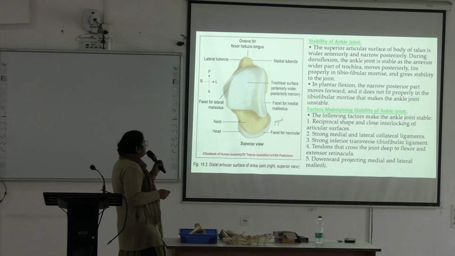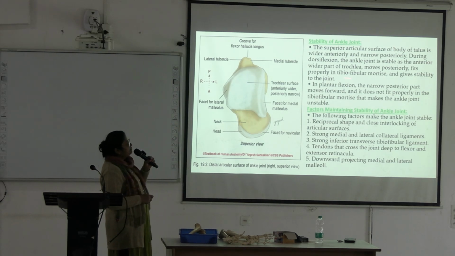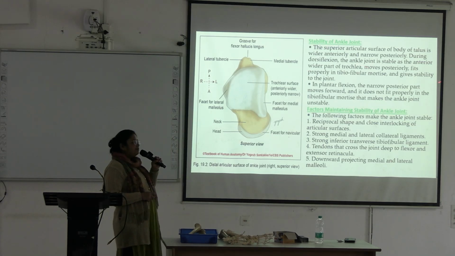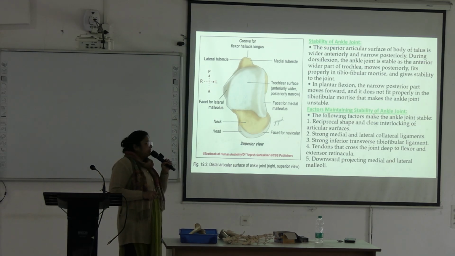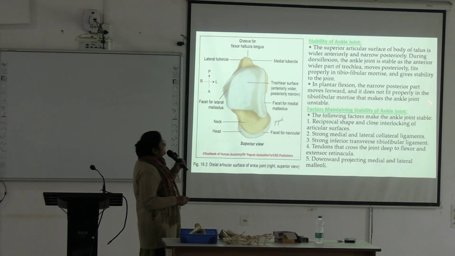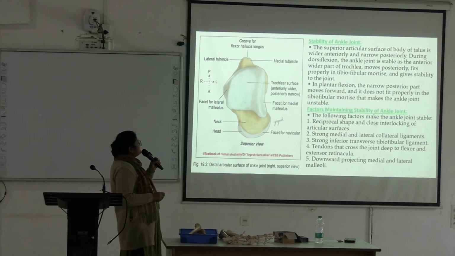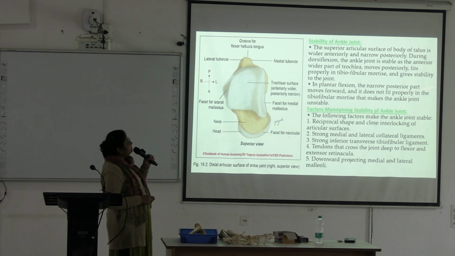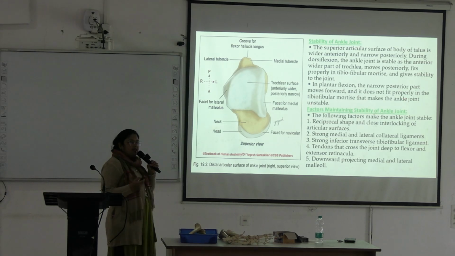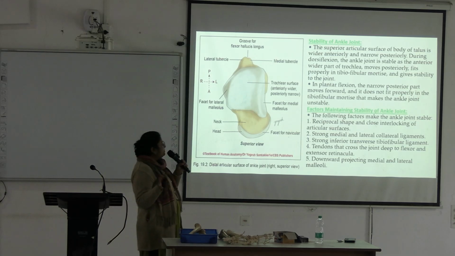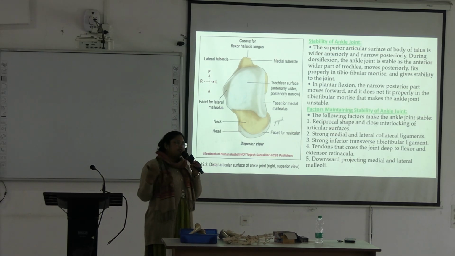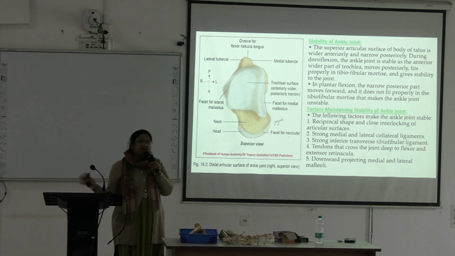So during the dorsiflexion, ankle joint is stable as the anterior wider part of trochlea moves posteriorly and fits properly with the tibiofibular mortise and gives stability to the joint. But in plantar flexion, the narrow posterior part, this part moves forward and does not fit properly in the tibiofibular mortise, and it makes the ankle joint unstable. Okay, so you have to remember in dorsiflexion, ankle joint is most stable. Okay, this line you remember for your viva and MCQs.